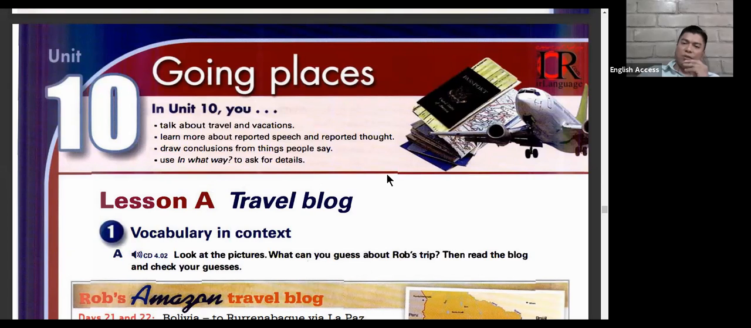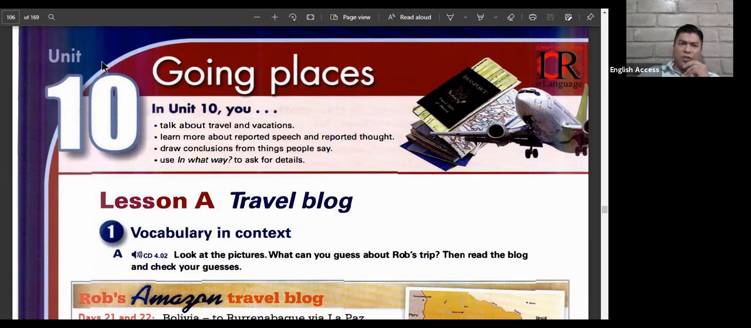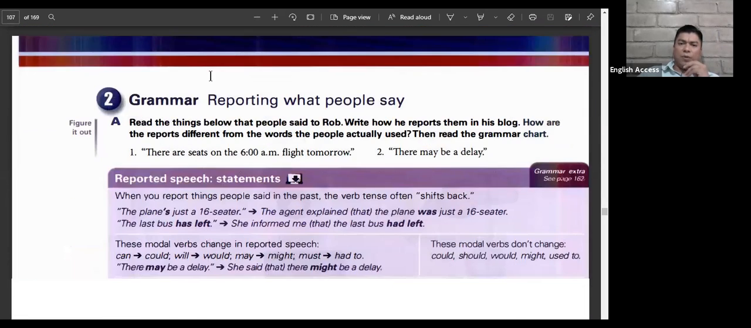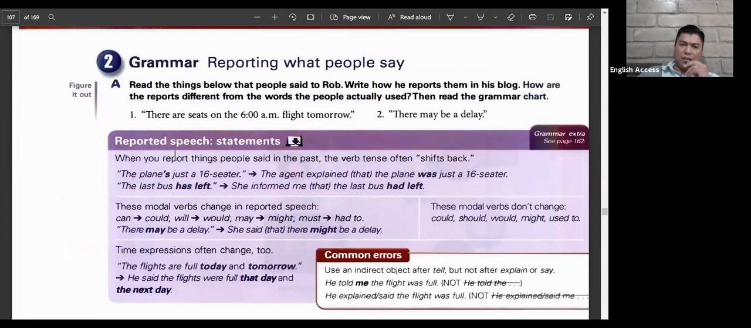Okay. We're going to start with the review of the last three units: Units 9, 10, 11, and 12. Unit 10 is about reporting speech in statements. When you report things people said in the past, the verb tense often shifts back.